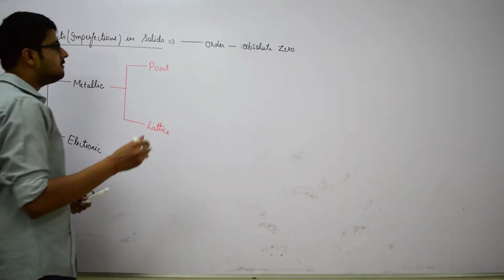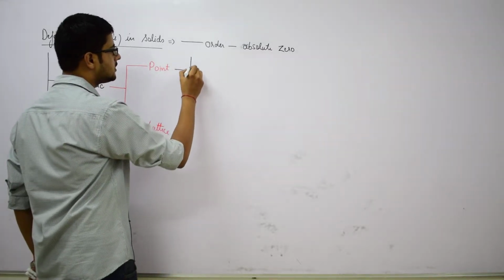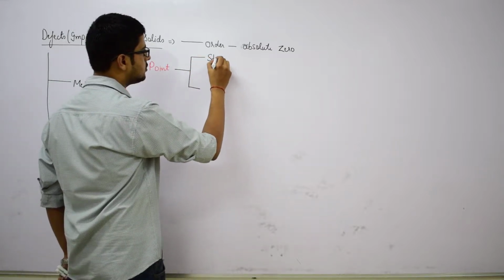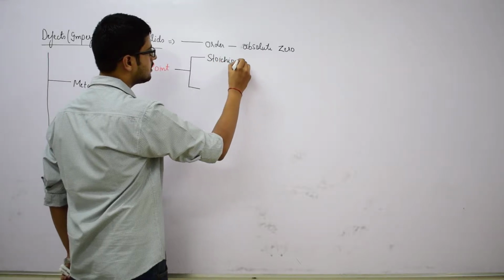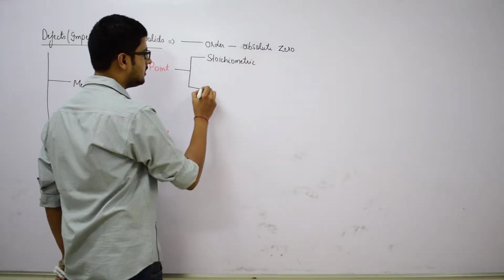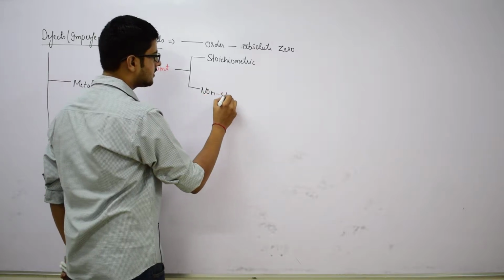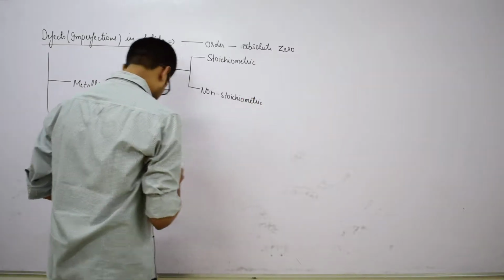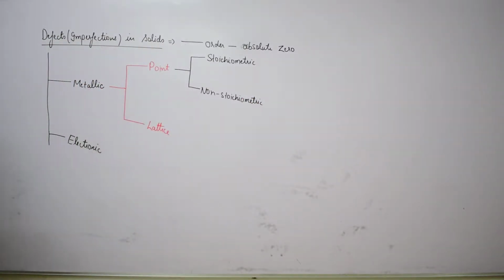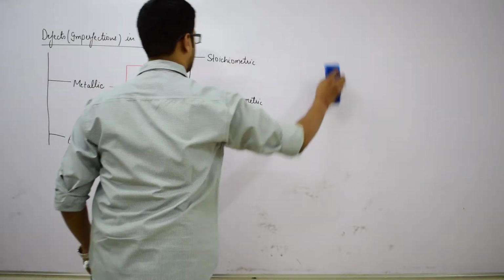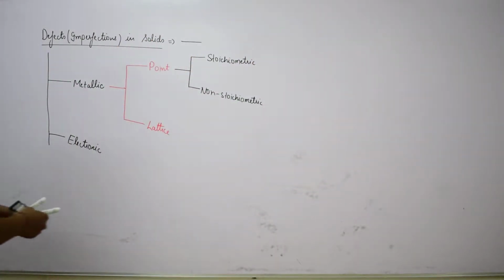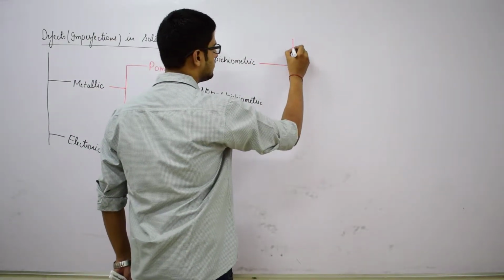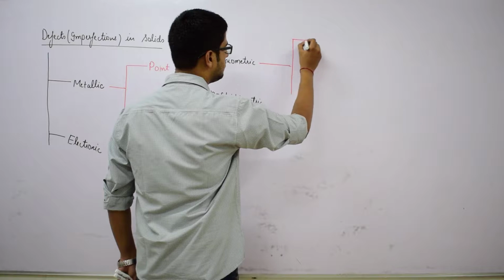Now, this point defect is further categorized into two categories, that is stoichiometric defect and the other one is non-stoichiometric defect. The stoichiometric defect is further categorized into four types.